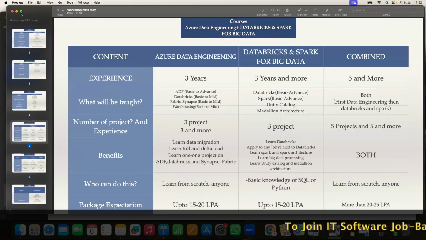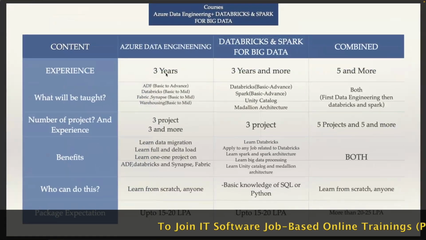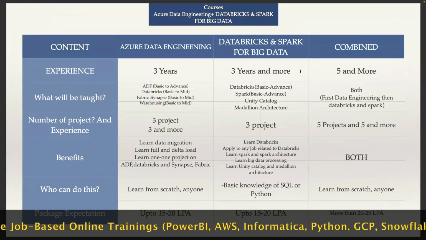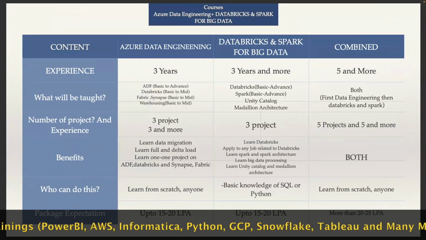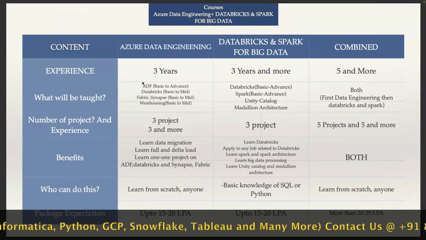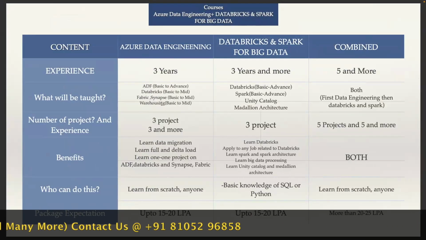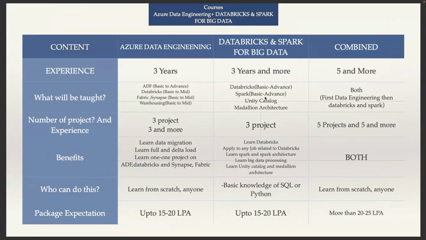So over here, if you see, in the Azure Data Engineering course, you get 3 years of experience. In Databricks also you get 3 years of experience. But if you have more than 3 years of experience, go for the combined course. In data engineering, we learn ADF basic to advanced, Databricks basic to mid, Synapse and Fabric basic to mid, warehousing basic to mid. In Databricks and Spark, we learn Databricks basic to advanced, Spark basic to advanced, Unity catalog, modeling, architecture. In the combined course, we do both.